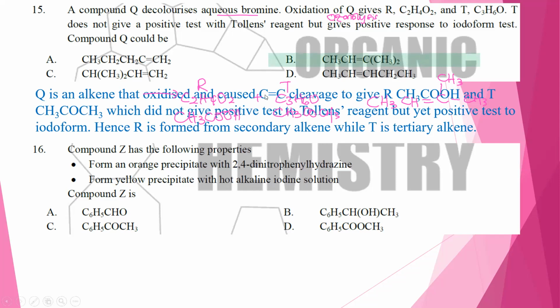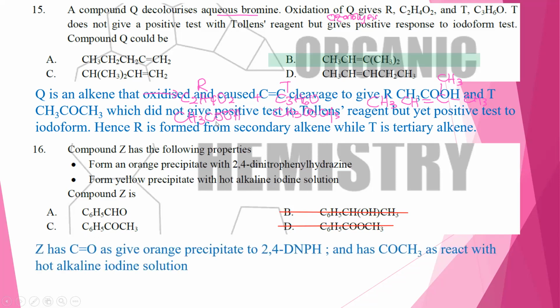Number 16, compound Z has the following properties. Forms an orange precipitate with 2,4-dinitrophenylhydrazine. So automatically, B is wrong. D is also wrong because B is an alcohol, D is an ester. So it will only give a positive test to 2,4-DNPH. And forms a yellow precipitate with hot alkaline iodine. So obviously, the answer here is C. Okay? So that is how you are going to answer number 16.